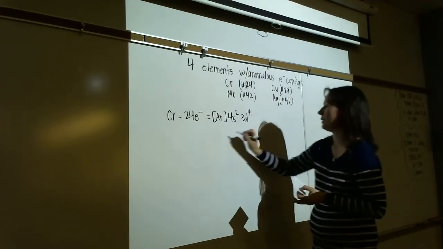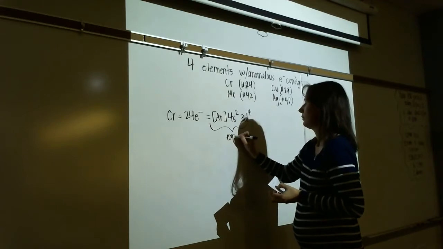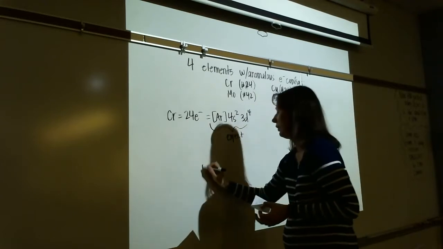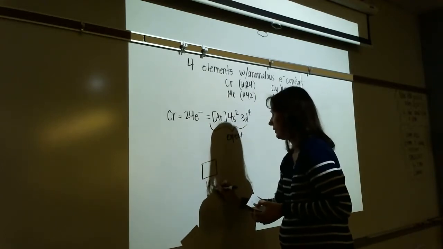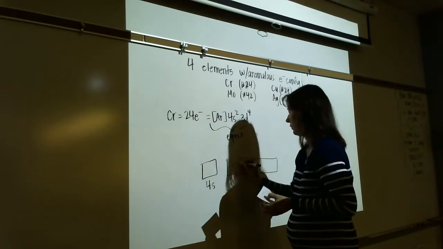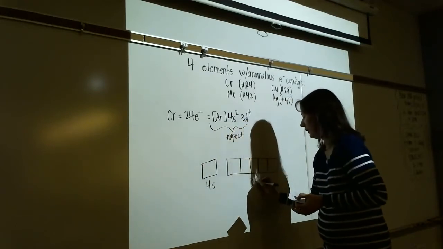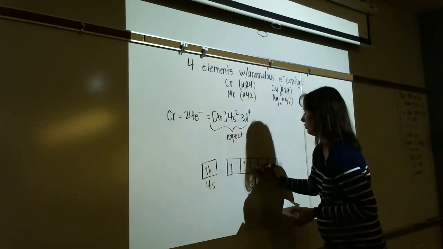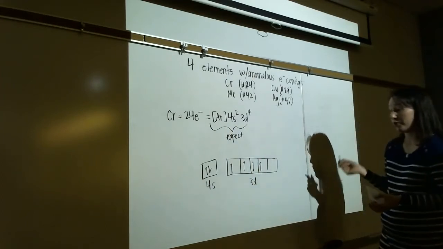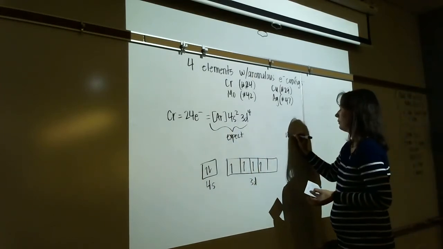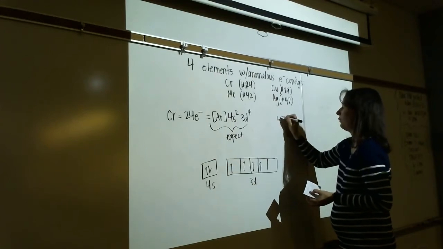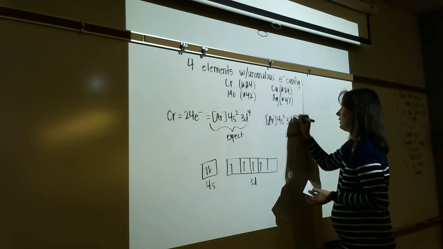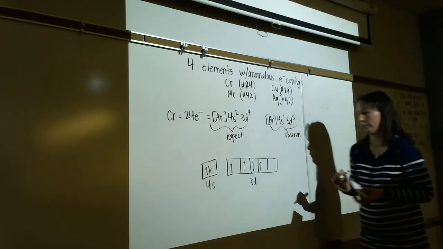Now that's what you expect. Right? So in terms of an orbital diagram, 4s, 3d. That's what you expect. What you observe is argon, 4s1, 3d5. That's what you observe.